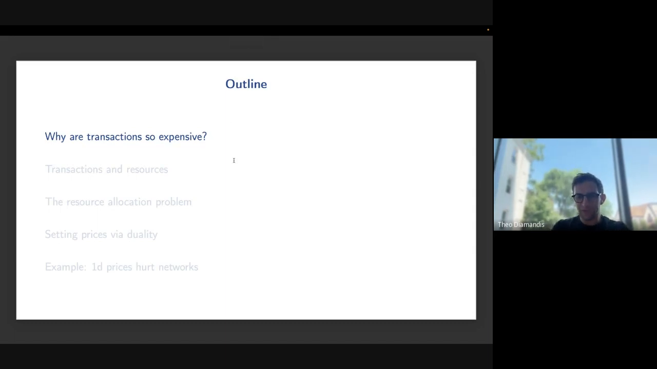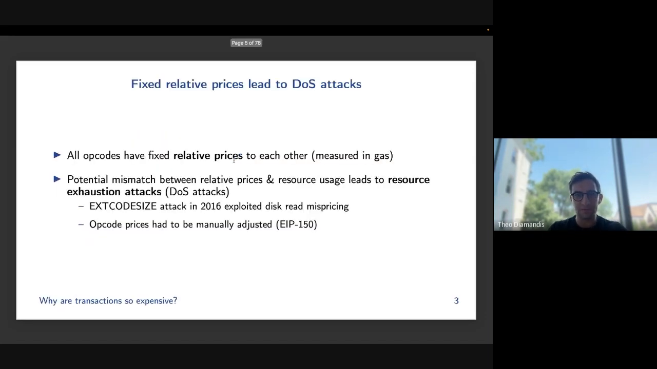And first, I want to convince you of that first claim that I made, like why we don't want to do fixed relative prices. And then we'll kind of get into defining the model, figuring out kind of an optimization problem that we want to solve, and then coming up with a way to update prices so that we're implicitly solving said problem.